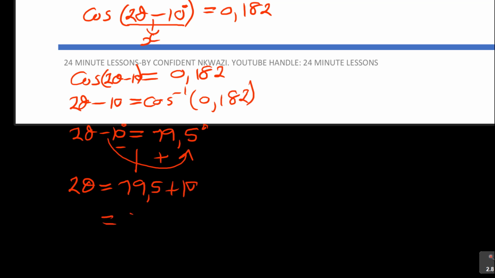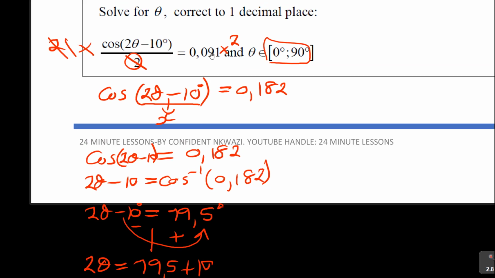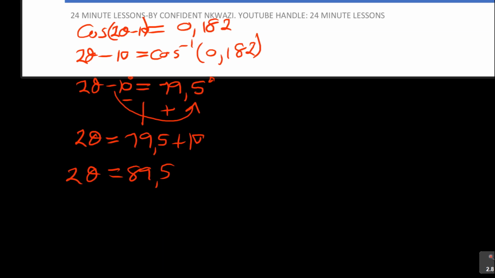Then this will be equal to 89,5. But this what? 2 theta. They say solve for theta. Then I'm not done. 2 theta is 2 times theta. I need to get rid of that 2. We divide by what on both sides? By 2. So that is gone. Opposite of multiplication there is division. Then you can say you got your answer there, which is 89,5.